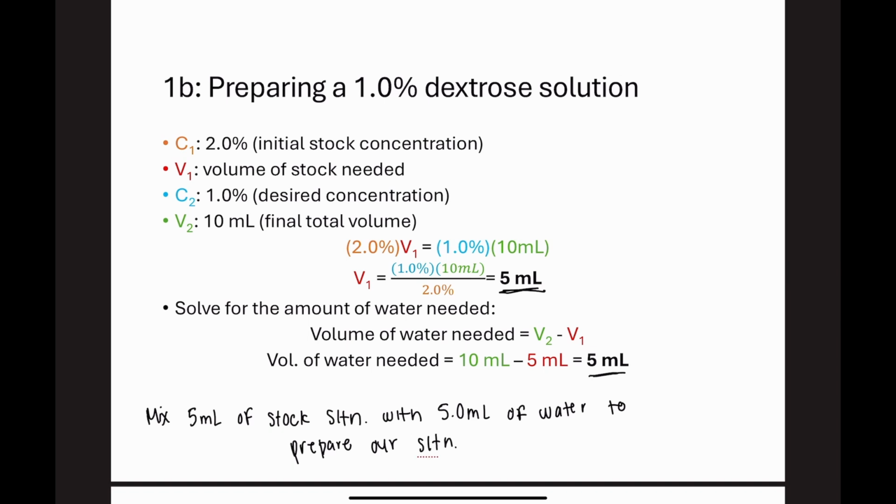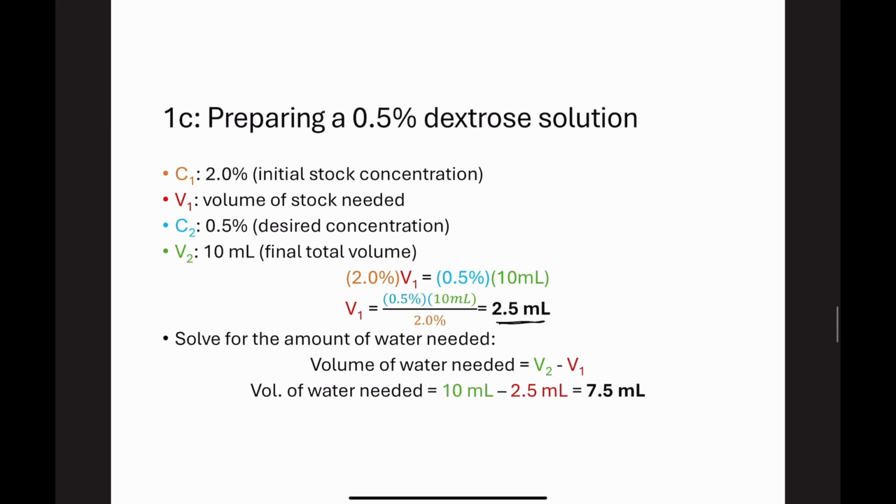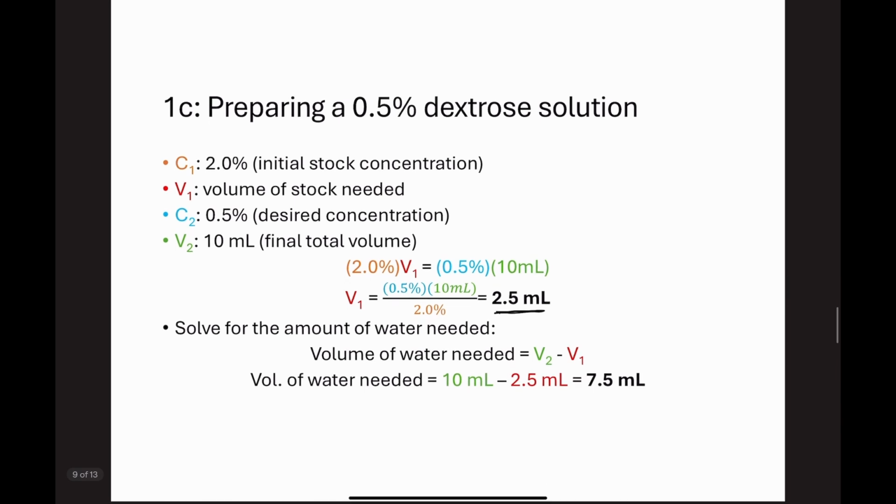And we see the same thing happening for this next example, in which the only thing that changed was the desired concentration that we need. So when we do the math, we see that we end up with a total of 2.5 milliliters of stock needed, and when we obtain our volume of water needed, we have 7.5 milliliters. So what does this mean?